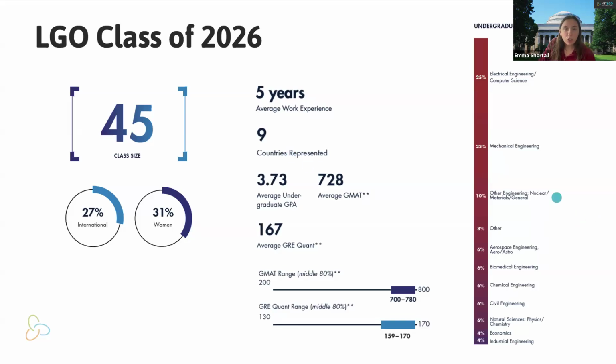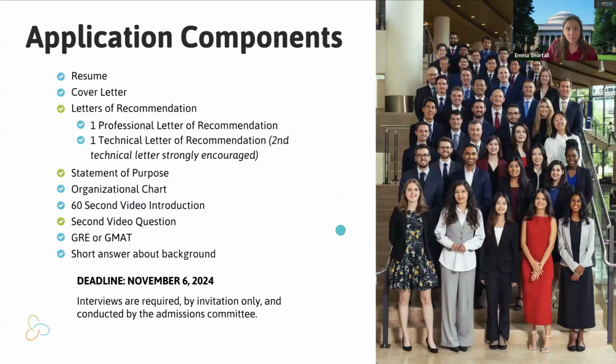And then we'll jump right into our application components. So we first have our resume, cover letter, our letters of recommendation with 1 professional letter of recommendation and 1 technical letter of recommendation, with the second technical letter strongly encouraged. There's a statement of purpose, an organizational chart, a 60-second video introduction, a second video question, the GRE or GMAT, and then a short answer about your background.